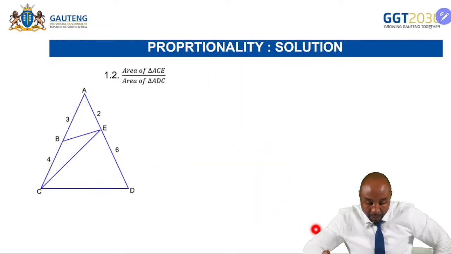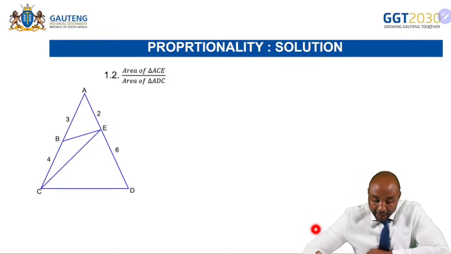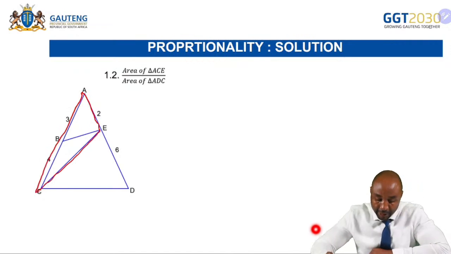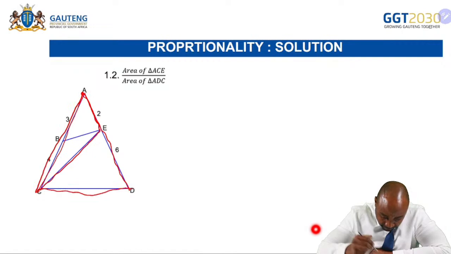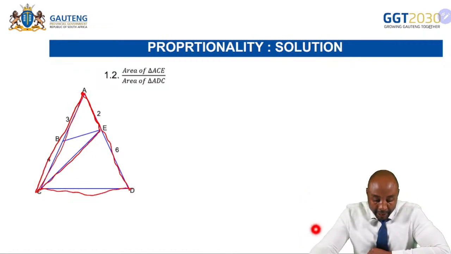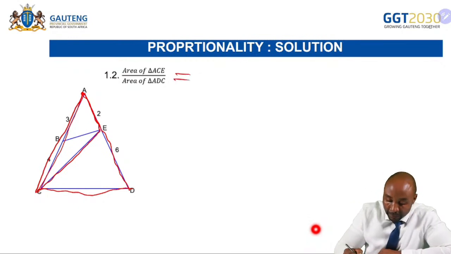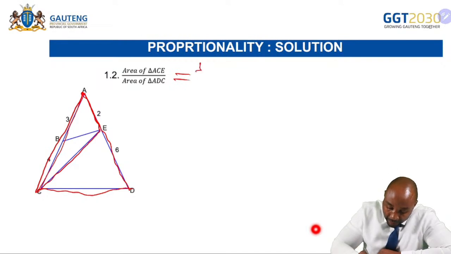We move on to 1.2. We want the area of triangle ACE. Again, let's highlight our triangles. It's important that we highlight our triangles. And triangle ADC. Again, we are also having a common vertex. So area of triangle ACE will be given by half.